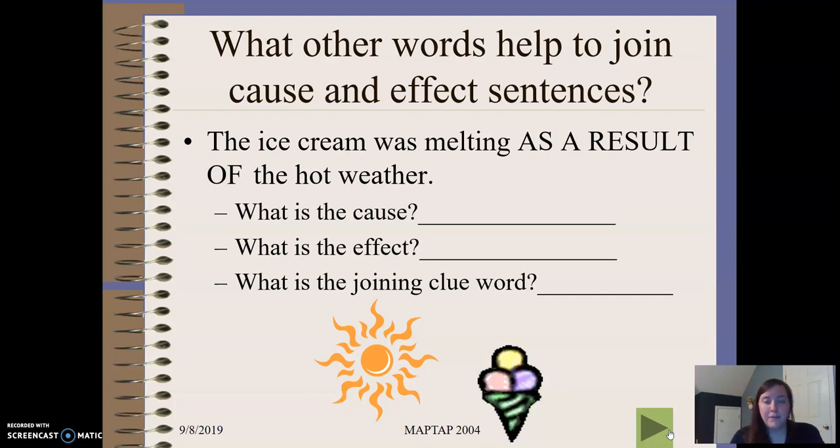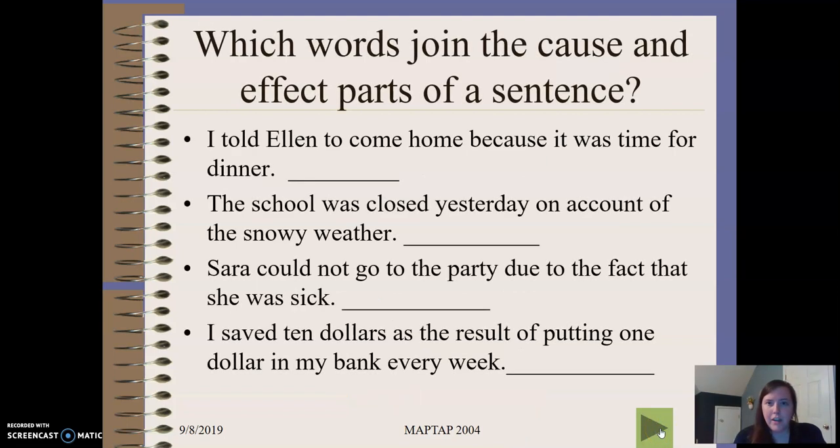We could, if we're thinking of sentence structure, flip that upside down and say the hot weather caused the ice cream to melt. And our as a result of is sort of our connecting phrase. I told Ellen to come home because it was time for dinner. Because is our transition.